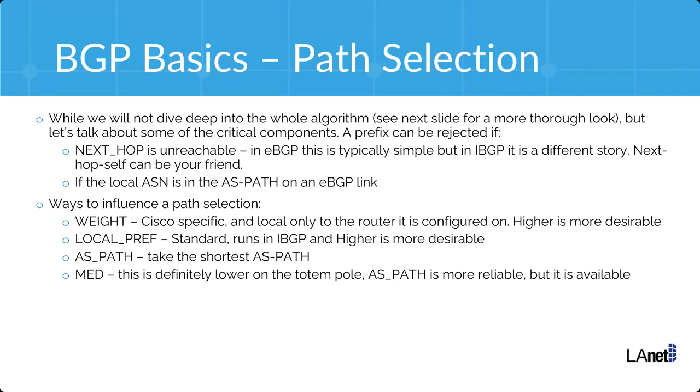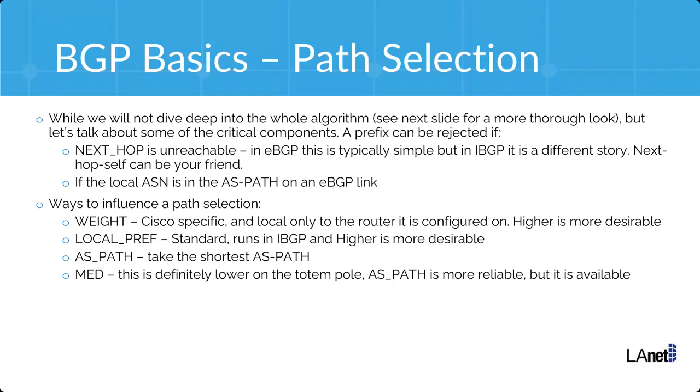The higher the weight, the more preference. So when would you use weight? You might use weight on a local router if it has more than one exit from it and you want to prefer one over the other. You could use weight and say, this link has a weight of 65,000, and this link has a weight of 31,000 or something.